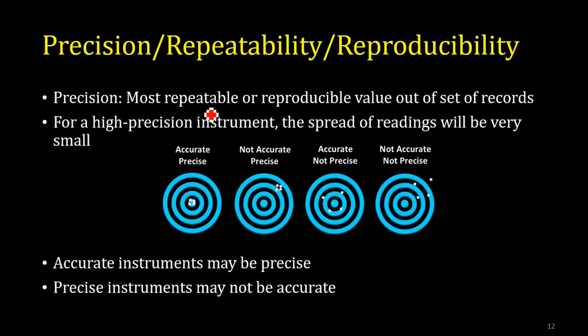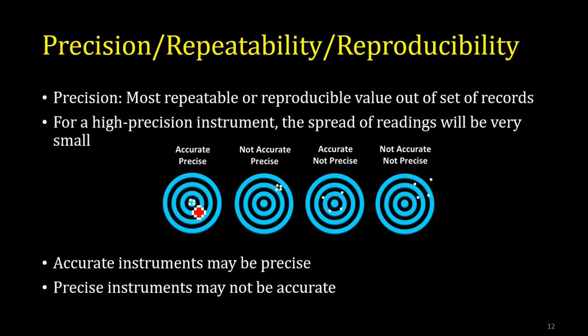Now, precision. What is precision? It is the most repeatable or reproducible value out of a set of records. So you have precision and accuracy being compared here. In this example, the white dots show the different readings that you are obtaining, or the different experiments being conducted. You are expected to hit the center.